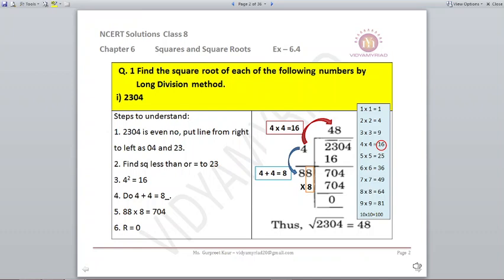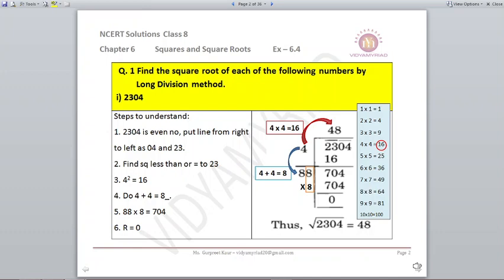Let's begin with question number 1. Find the square root of each of the following numbers by long division method. The number given is 2304. In earlier exercises, we were finding with the help of prime factorization method. Now you will be learning a new method, which is a long division method, and video has already been posted on this in details, and you can very easily understand that concept. Once you understand that, this exercise you will find it very easy and very quickly you will be able to find the square roots. Let's begin with the first part.